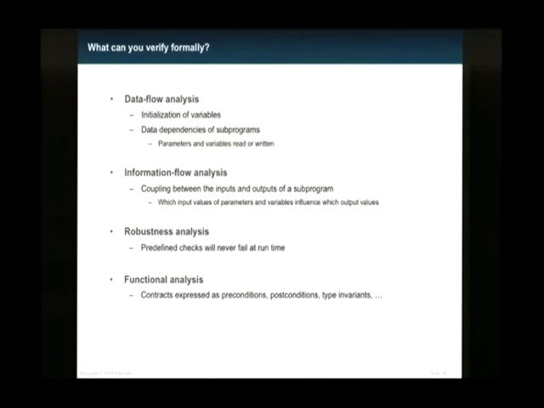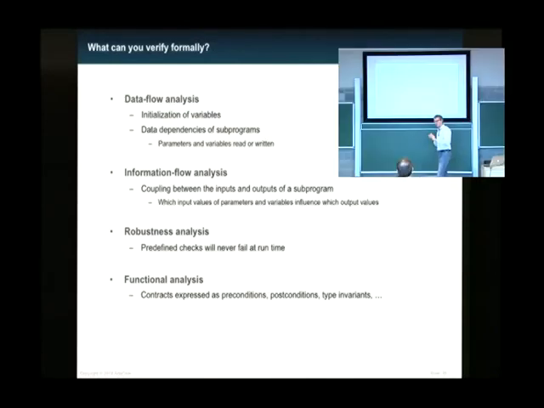And in terms of formal validations, these are the 4 different things that you can do. Data and information flow, which is about whether I am really using the variables that I'm expecting to use, and really computing my output taking into account the input that I wanted to use. The robustness analysis is whether I'm going to have any exception raised at execution time. Is it possible that I can try to access an array outside of its boundaries or not? And of course, checking that you are implementing what you said in the contract that you were going to implement.